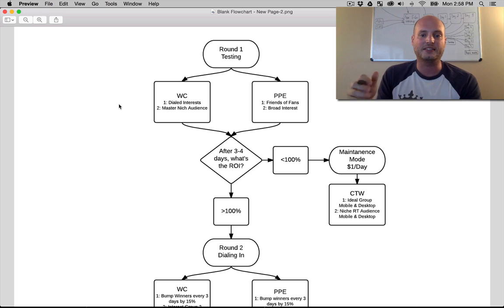Now, if you really want to expand that round one testing, we also are throwing out some page post engagement ads where we test a little bit broader markets in the industry. Once again, if you have a fan page with some fans on it and some likes, then you can do a PPE ad here to friends of fans. So anyone who is a friend on Facebook of the fans of your fan page, that's who you'd be advertising to.